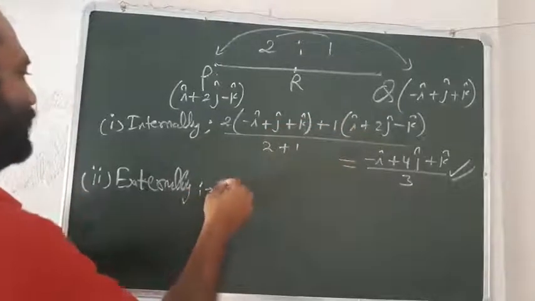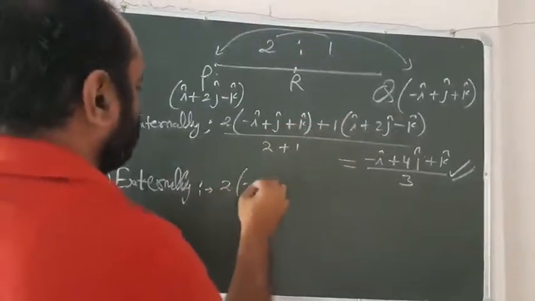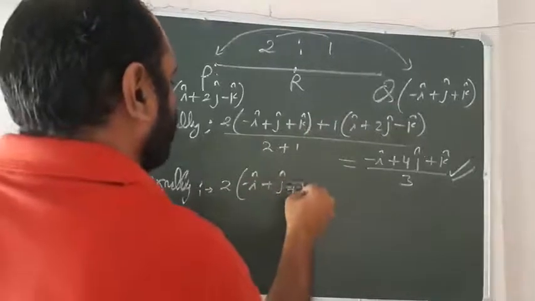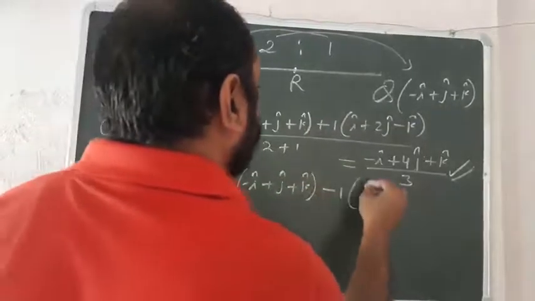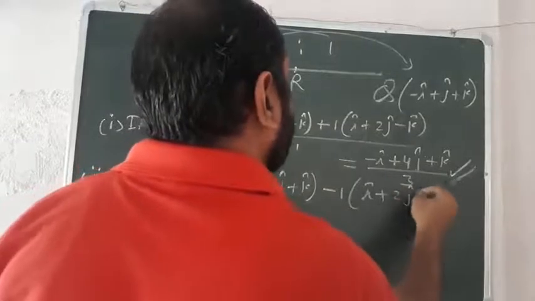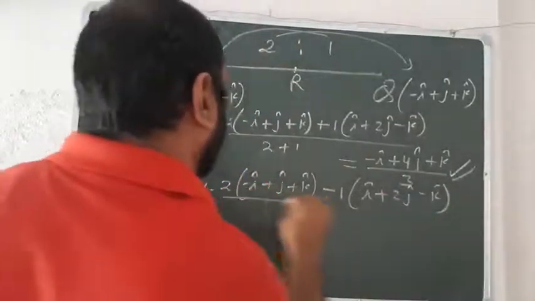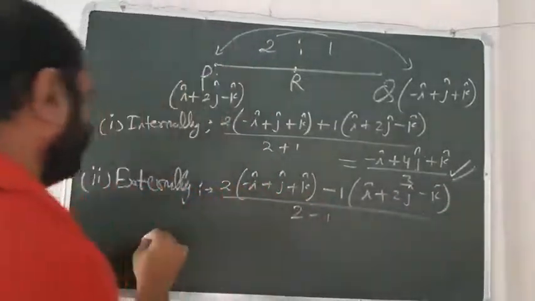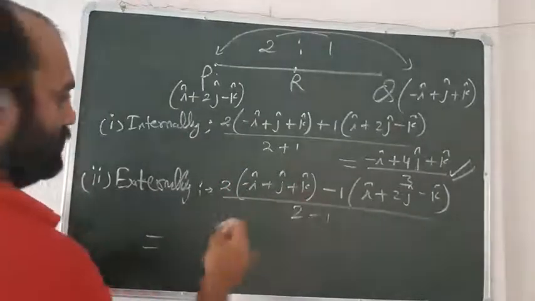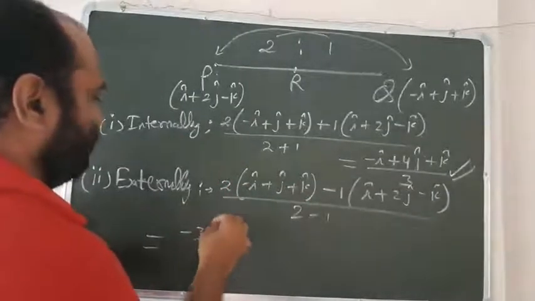So what will be the answer? 2 into minus I cap plus j cap plus k cap minus 1 into I cap plus 2j cap minus k cap, over 2 minus 1. So when we simplify this, this becomes minus 3 I cap.